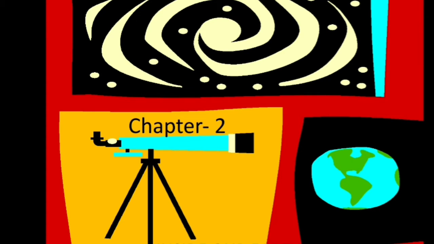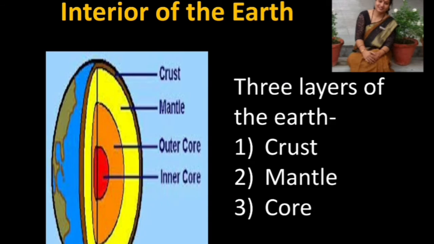So let us begin the explanation. The Earth, our motherland, is a dynamic planet. It is constantly undergoing changes from inside as well as from outside. Let us have a look at the interior of the Earth.